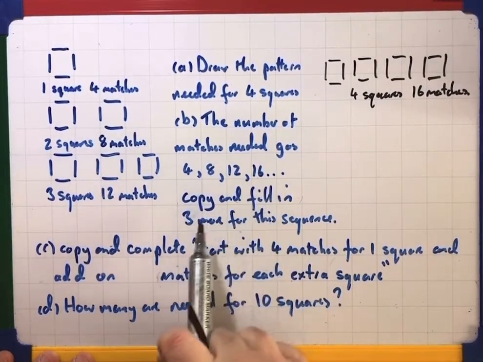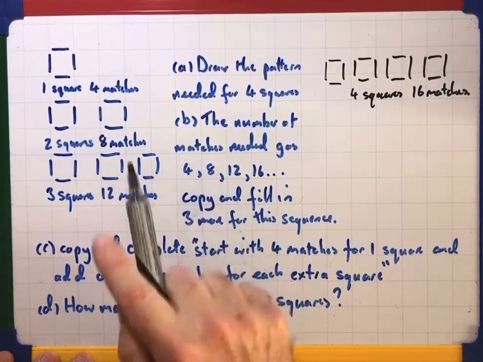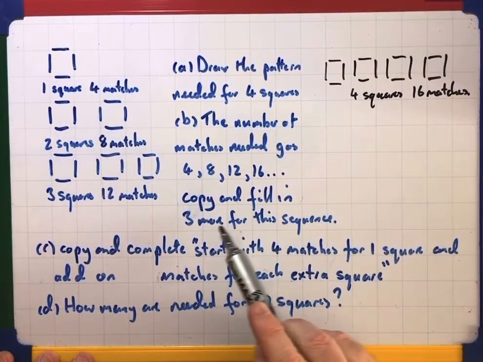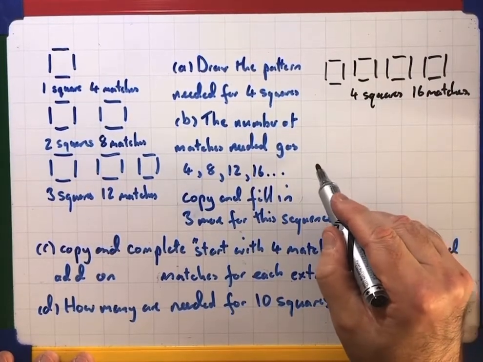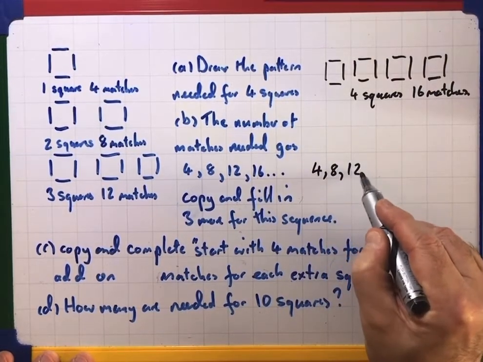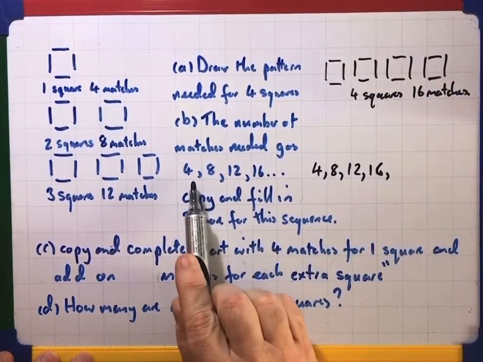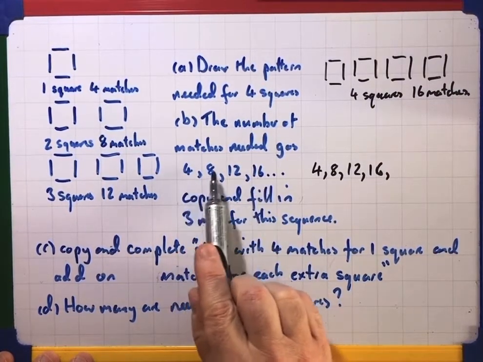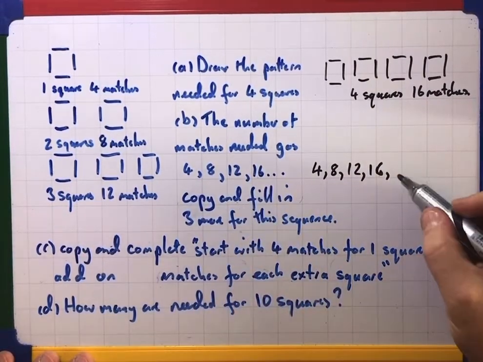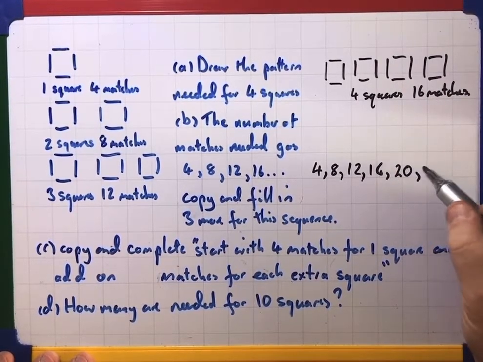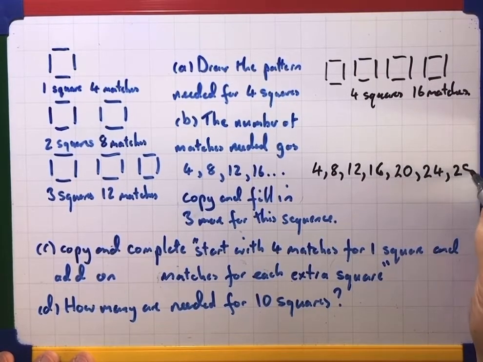Then they've given us the sequence of the number of matches, which has gone 4, 8, 12, 16, and asked us to continue it for 3 more. Okay, copy and continue it. So it goes 4, 8, 12, 16. What are we doing? We're going up by 4 each time, aren't we? So the next one's 4 more than that, which would be 20. The next one's 4 more than 20, which is 24. And the last one's 4 more than 24, so 28.